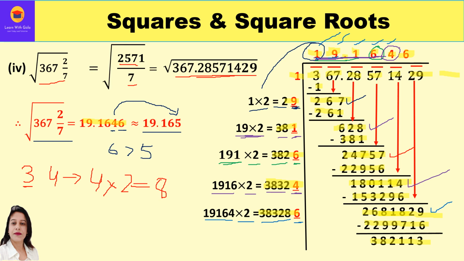Why is 4 increased by 1? Because the fourth place is greater than 5. When the fourth place is greater than 5, we increase the third digit, the third decimal place by 1. So it is clear. So our answer is 19.165.